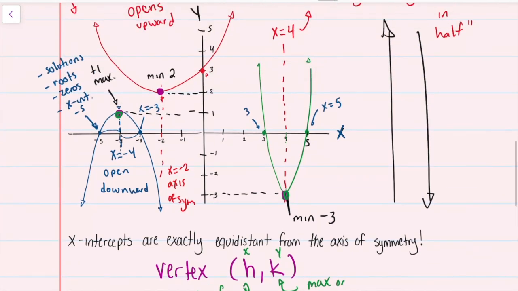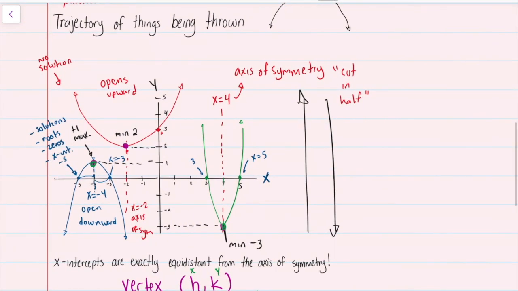And these are all the vocabulary words we're going to focus on in this unit. Have fun with parabolas. It's a great unit to have, and we'll talk about it more in our next videos.